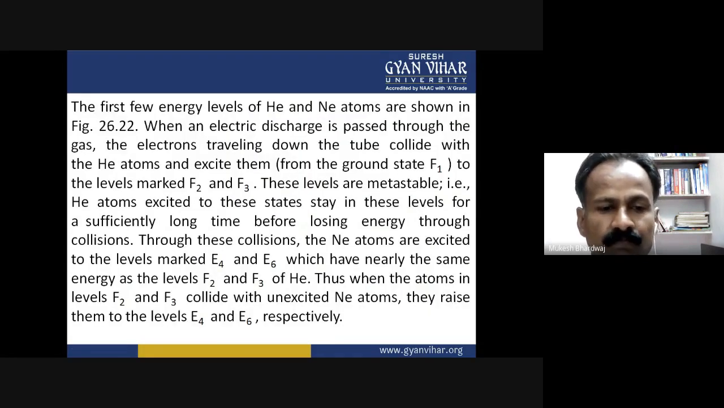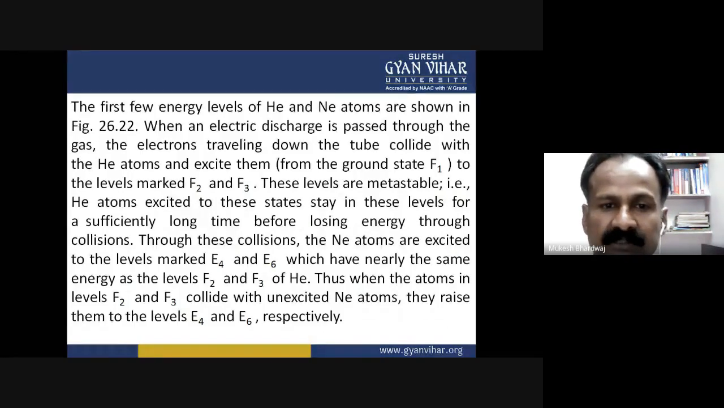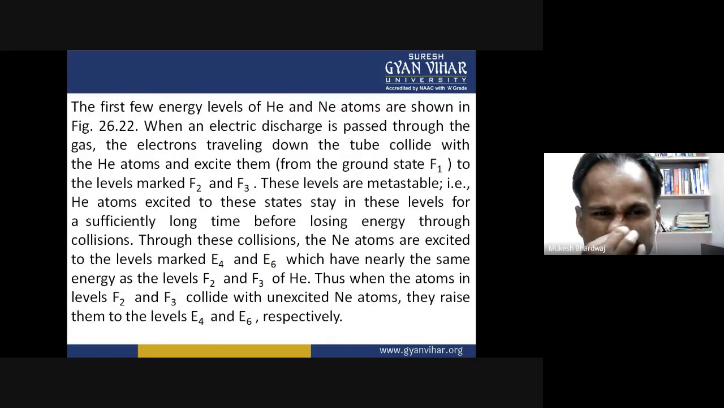The first few energy levels of helium and neon atoms are shown in the figure. When an electric discharge is passed through the gas, the electrons travel down the tube, collide with the helium atoms and excite them from the ground state F1 to the levels marked F2 and F3. These levels are metastable. That is, helium atoms excited to these states stay in these levels for a sufficiently long time before losing energy through collision.